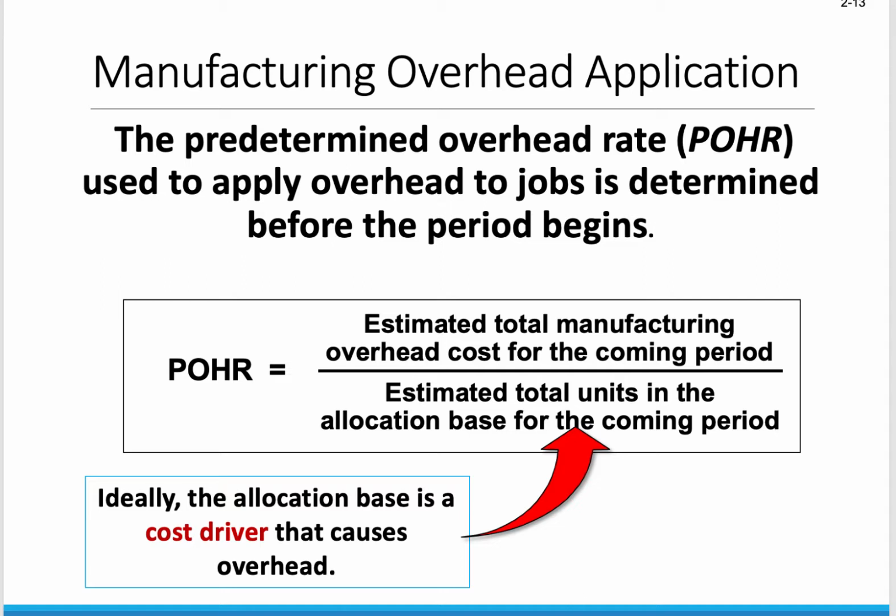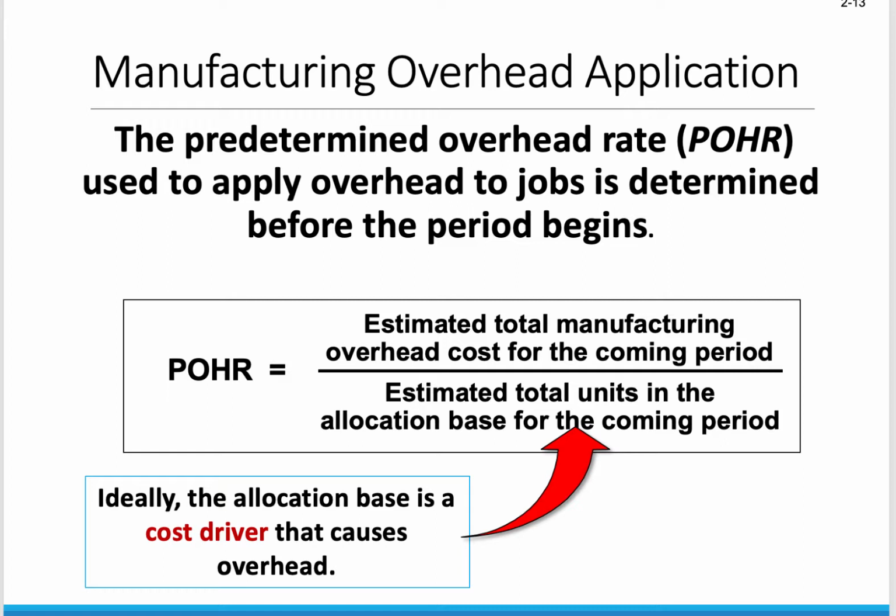So how do we calculate this? Well, again, we got to use estimates. If I were you, I would definitely write this down. The predetermined overhead rate is calculated by taking the estimated total manufacturing overhead cost for the coming period, and we divide that by the estimated total units in the allocation base for that coming period. Meaning we take the estimated total manufacturing overhead cost for the coming period, and we divide that by the estimated total direct labor hours that we're going to incur in the coming period.